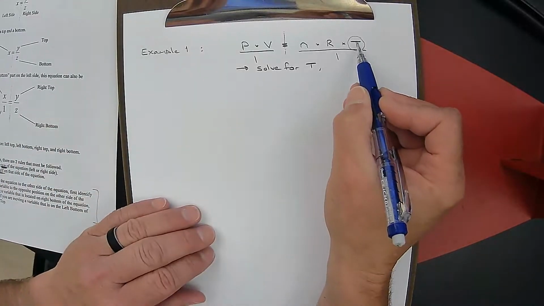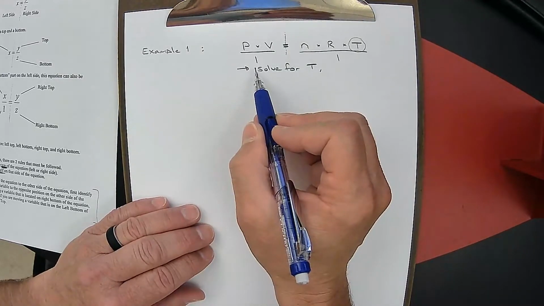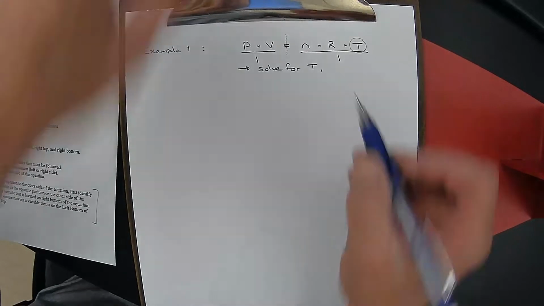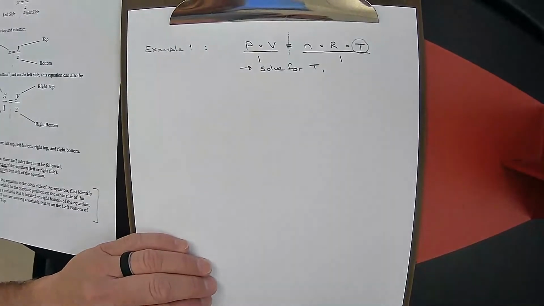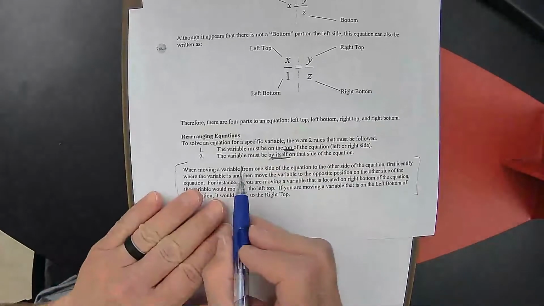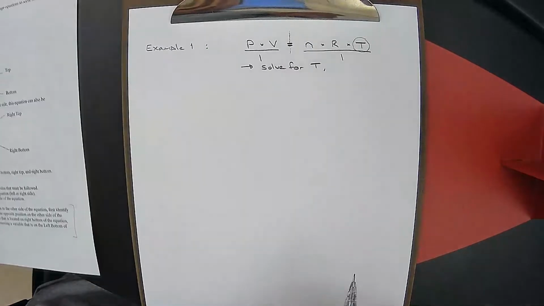I get students moving this temperature down to the bottom of the other side, and I say, well, why did you move that? They say, well, you always move the variable when you start. No, you don't. If it's already on top of the equation, you leave it right there. But there are 2 variables that do need to move. The variable must be by itself, whatever side of the equation it's on.